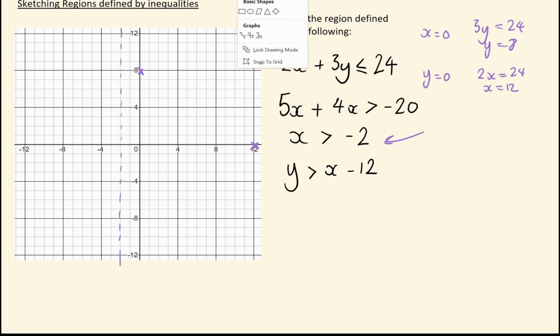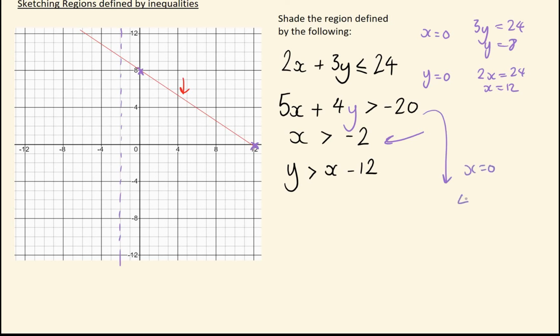That's my first point done. Get your ruler, connect those 2 points together. And because this is less than, I know I'm below this line here. Next, the same idea over here. We have 5x, that should be plus 4y, sorry, is greater than minus 20. And we do the exact same thing.